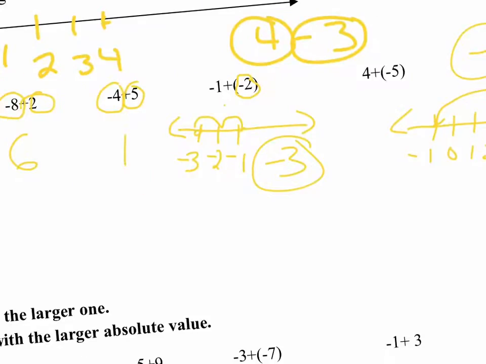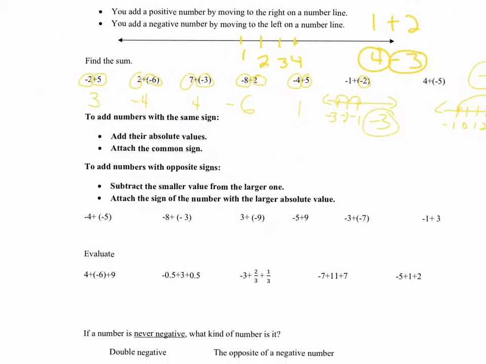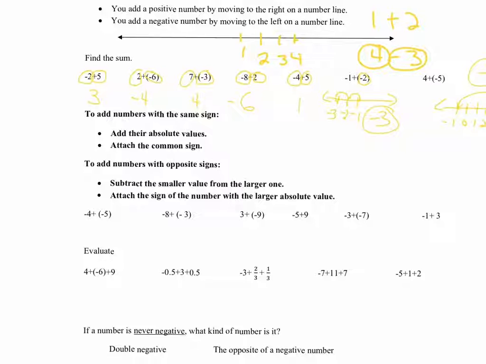Okay? Alright, so to add numbers with the same sign, add their absolute values, attach the common sign. So if you are adding numbers with the same sign, it's kind of like same sign, you combine, but you take the absolute value. When you take the absolute value of a number, that's just the distance away from 0. So the absolute value of negative 4 would be 4 because it's 4 places away from 0. Negative 5 would be 5. So if you have the same signs, you take the absolute value, attach the common sign.